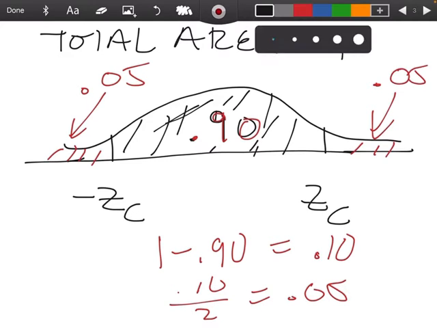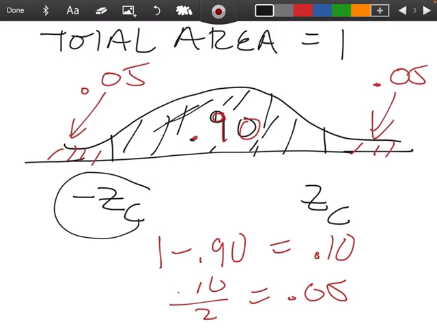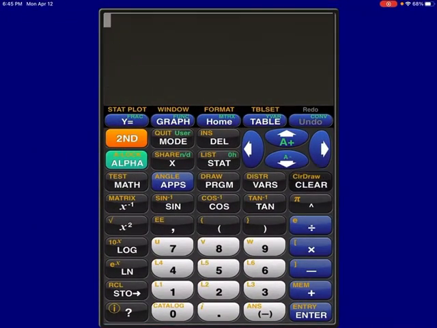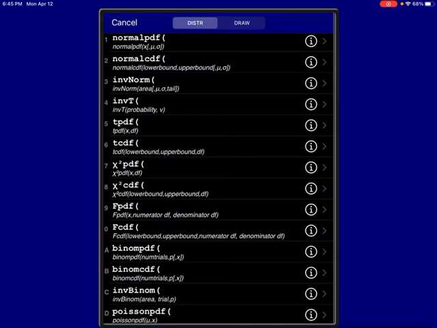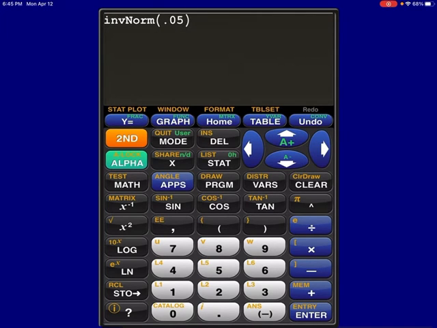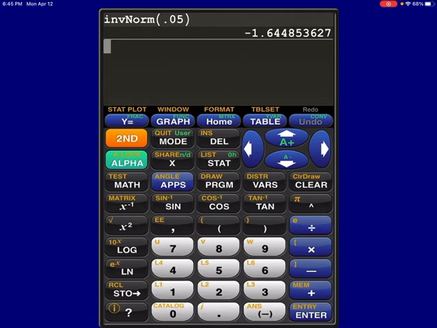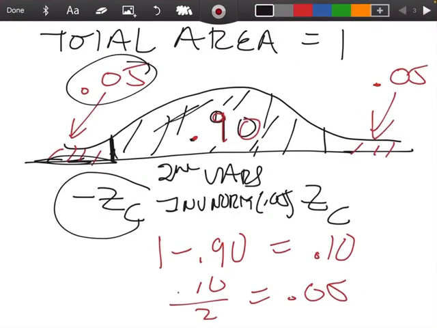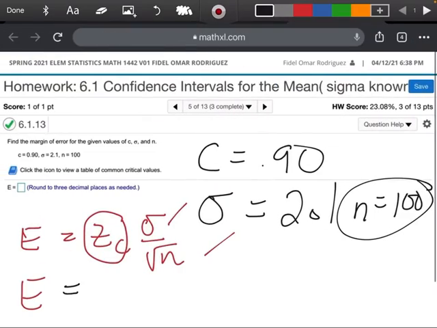The way I'm going to find this critical value ZC is, on my calculator, I'm going to go second and then vars, and go inverse norm. Now remember, I'm entering the area to the left of this value, and the area to the left of that value is 0.05. So let's do this on our calculator. We clear this out, go second and vars, inverse norm, 0.05. And yes, negative. I'm coming up with negative 1.64. Actually, I think our textbook sometimes uses 1.645, but it's all the same. Okay, 1.64.